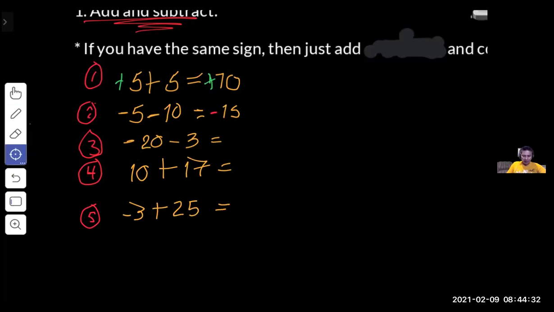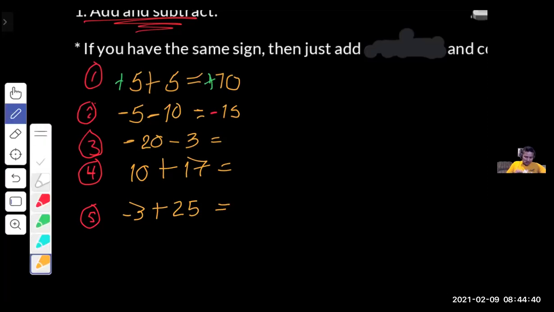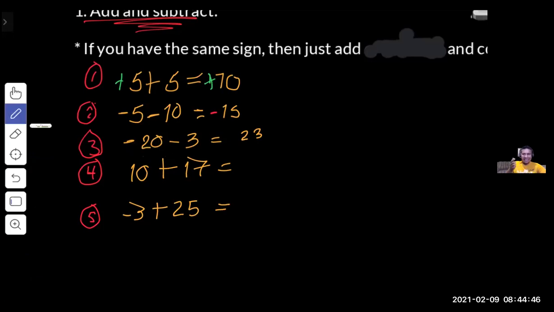If we have the same sign, just add the numbers. You have 20 and 3. What is the answer for that? That makes 23, and we copy the sign. That's going to be the negative sign. So it's -23. That's it. This is how we add or subtract.